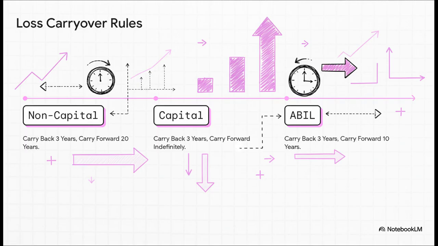Finally, understanding these carryover timelines is crucial for long-term tax planning. A loss you incur this year doesn't just disappear. Each type of loss has different rules for how far back you can apply it to get a refund on past taxes, or how far forward you can carry it to reduce future tax bills. Knowing that an ABIL can be carried forward for a decade, for example, allows for some very strategic planning.